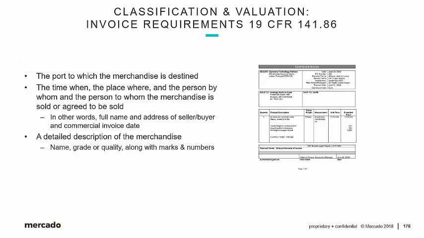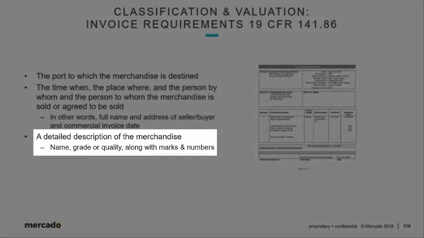Second bullet, this covers a couple of things: the time when, the place where, and the person by whom and the person to whom the merchandise is sold or agreed to be sold. In other words, in our sub-bullet, full name and address of seller, buyer, and commercial invoice date. Really important as it relates to classification.